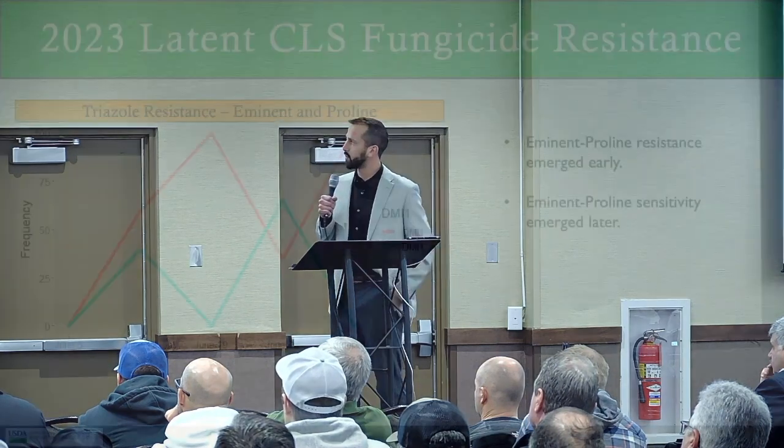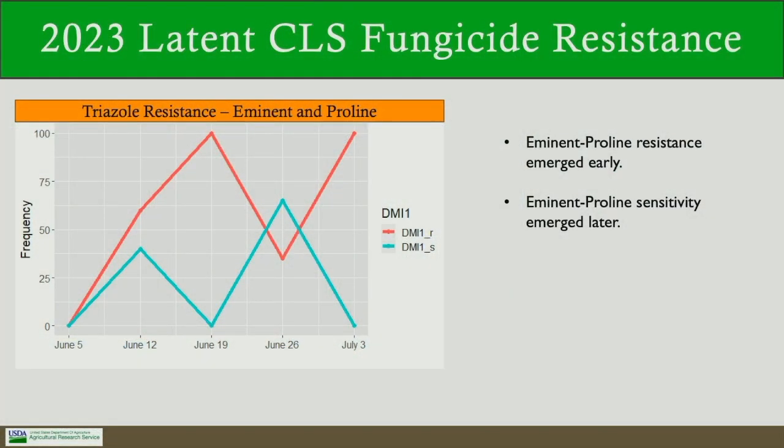For triazoles, focusing on Eminent and Proline, we see an interesting trend where resistance actually emerges first and sensitivity lags behind. And this, in laboratory experiments with triazole-resistant isolates, we see the opposite effect that we do with strobilurin-resistant isolates, where triazole-resistant isolates actually seem to grow faster. We haven't looked at sporulation, but these certainly are quicker to grow on laboratory plates.